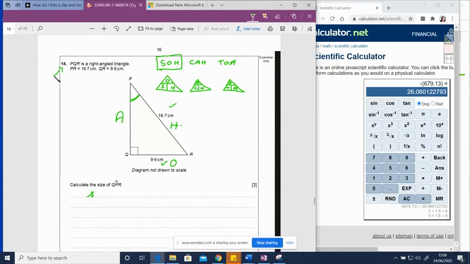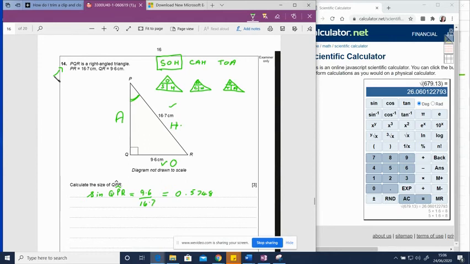So I can say that the sine of angle QPR is equal to the opposite over the hypotenuse. So the opposite is 9.6 over the hypotenuse, which is 16.7. And if I plug that into my calculator, it gives me the number 0.5748. So the sine of the angle is that number, 0.5748.